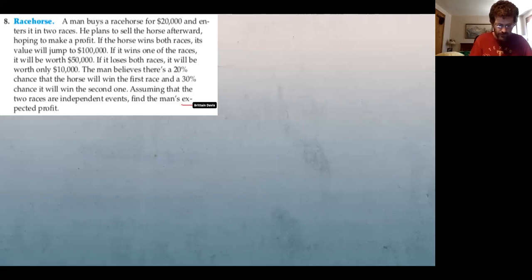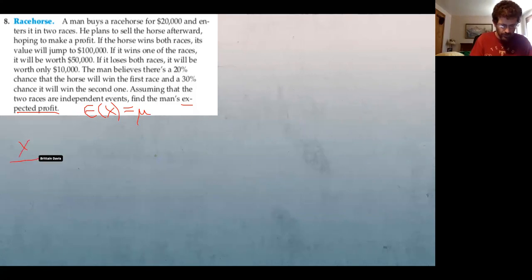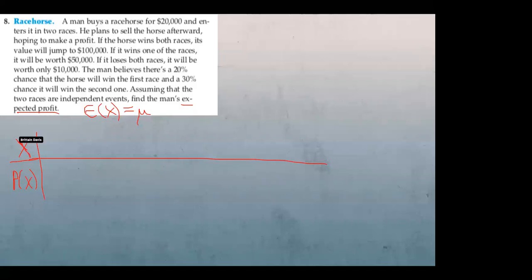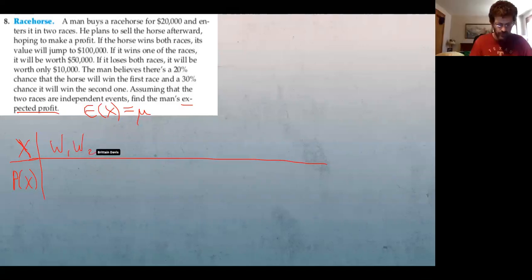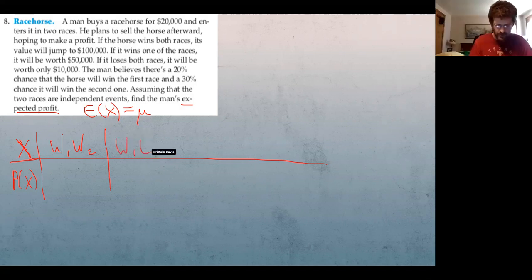Now this is the actual expected value. This is our E of X, or the mean. But we have to, of course, set up our probability model in order to find that. So let's kind of think through this. All right, what is the first outcome that you think of? Wins both races. All right, wins the first race, wins the second race. I like it. Next one. Wins one of them. Okay, so let's just say he wins the first race, loses the second. What other possibility do we have?